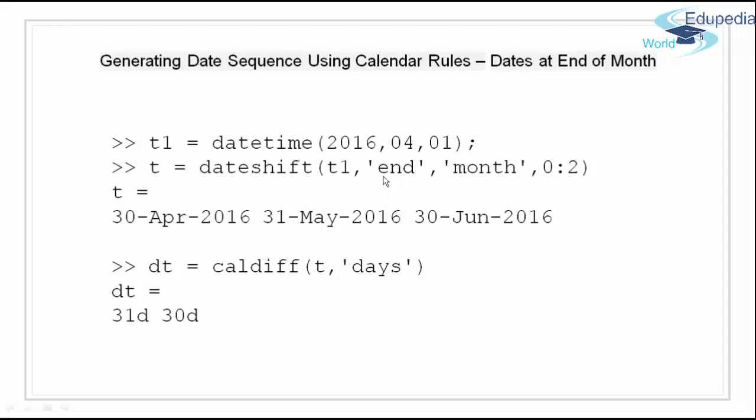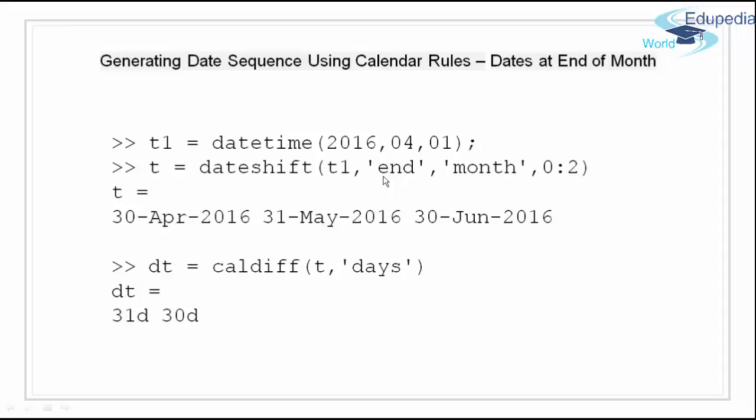Similar to this, we can generate sequences for dates at the end of the month. So I initialize dates beginning from 1st April 2016. I have specified end as the second input to dateshift to indicate that all datetime values in the output sequence should fall at the end of a particular unit of time. The third input argument defines the unit of time, in this case the month. The last input to dateshift can be an array of integer values that specifies how t1 should be shifted. In this case, 0 corresponds to the end of the current month and 2 corresponds to the end of the second month from t1. So the final result comes out to be 30th of April, 31st of May and 30th of June.